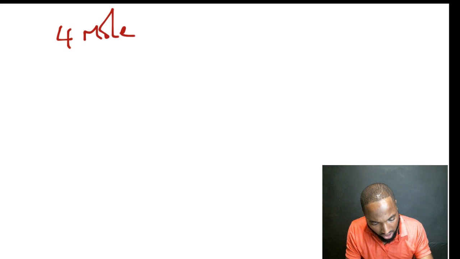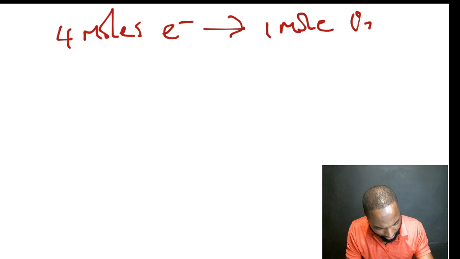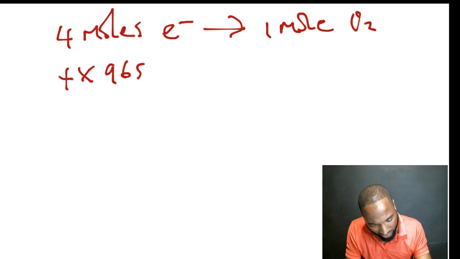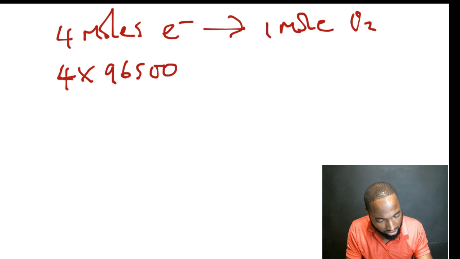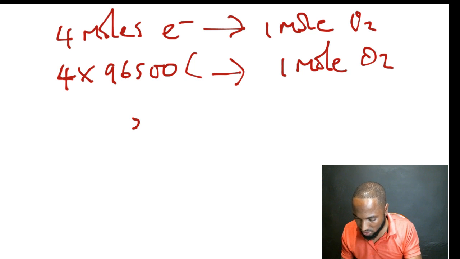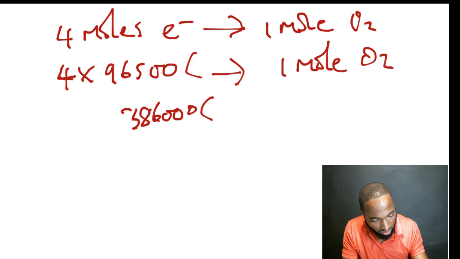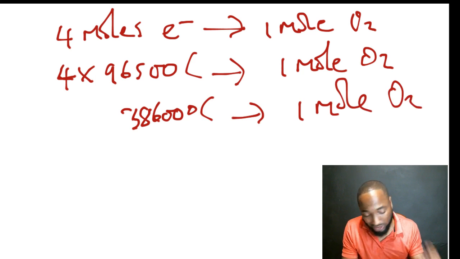4 moles of electrons give me 1 mole of oxygen. 1 mole of electrons is 96500. So this is 4 times 96500, giving you 1 mole of O2. This is coulombs. 4 times 96500 we have 386,000 coulombs, giving you 1 mole of O2. Right? So that's why you had to take this question. Sorry about that.